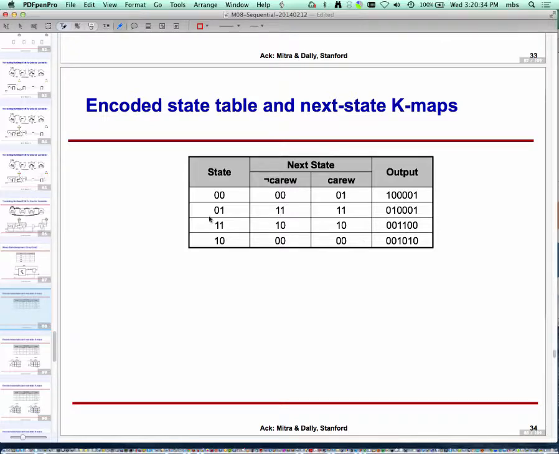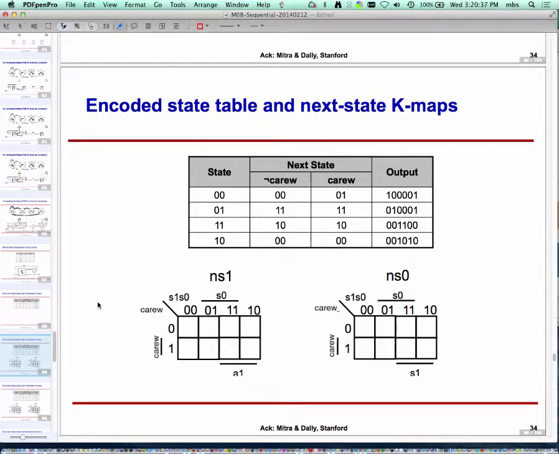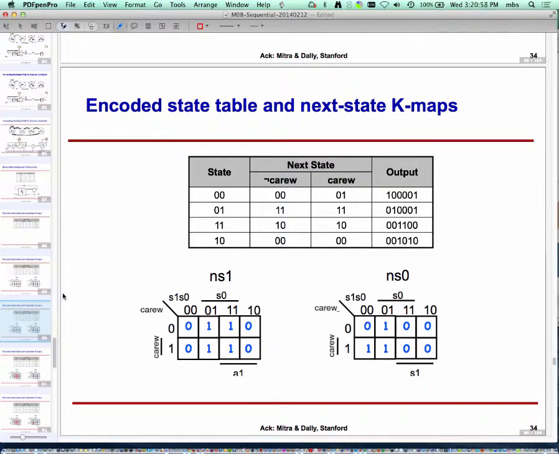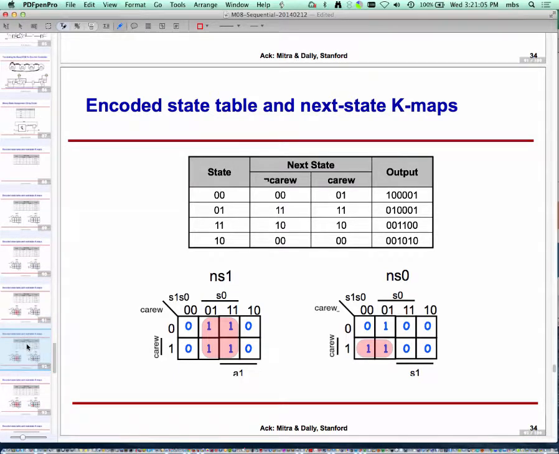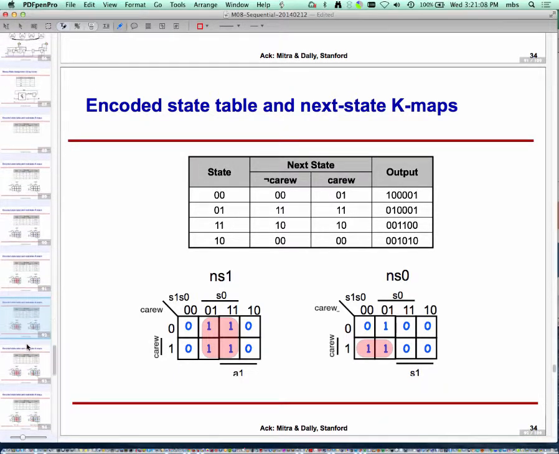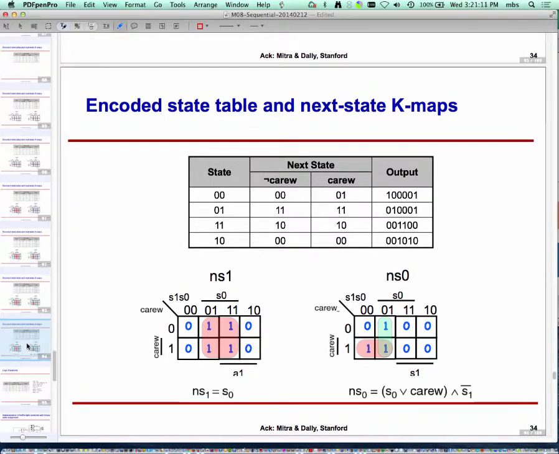So to implement these, I need a whole bunch of Karnaugh maps. Particularly, I will need 8 Karnaugh maps for 3 inputs each, because I have 8 outputs that I have to generate: the 2 bits of next state, and the 6 bits of output. Here we are showing it only for the next state functions. So the Karnaugh maps for the 2 bits of next state look like this. You can do the usual clustering.